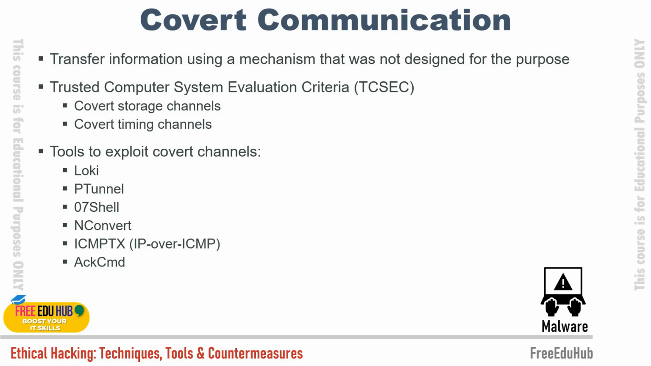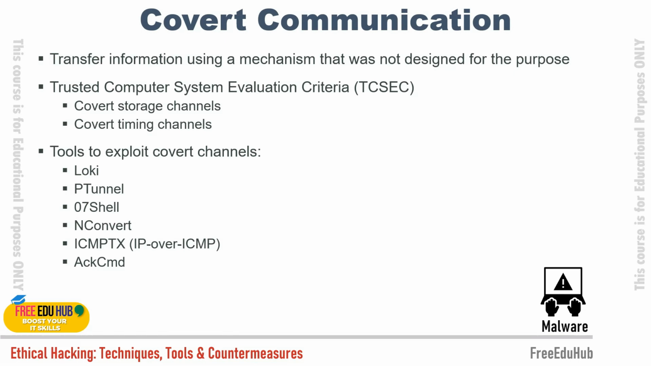Then we have PTunnel. This tool is also used to create a covert channel by transporting TCP traffic using ICMP. 007 Shell uses ICMP packets to send information but goes an extra step by formatting the packets so that they have a normal size, etc. And Covert_TCP hides the traffic of the file transfer by converting the packets and making them look like regular communication.